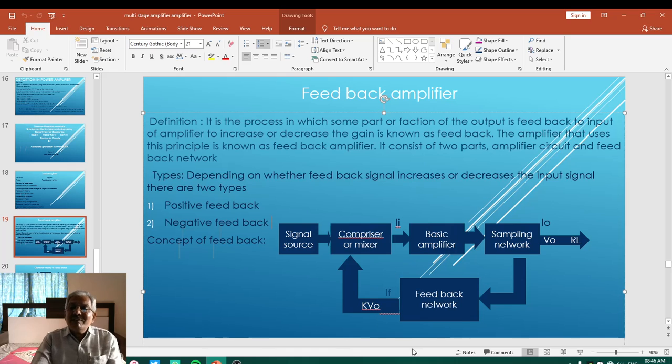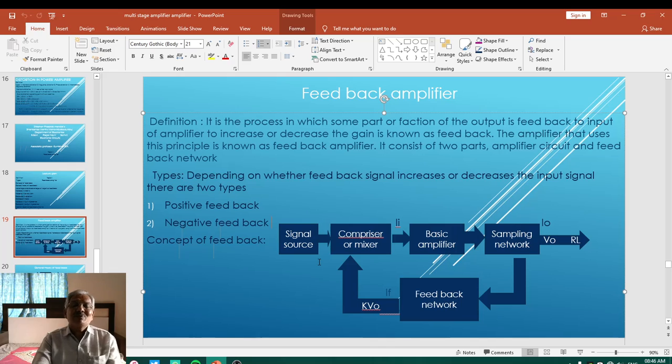And if the feedback network is included, that provides part of the output back to the input, then the entire circuitry we can call the feedback circuitry or feedback amplifier. So this is the meaning or concept of feedback in amplifiers.